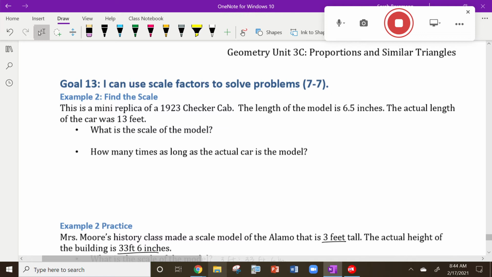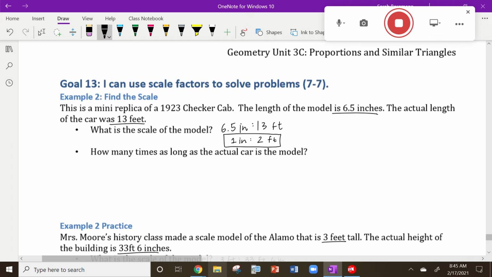First, we want to know what is the scale of the model. So I know that the model is 6.5 inches. The actual length of the car was 13 feet. So just like on the map, we're going to put 6.5 inches to 13 feet. That's similar to how the scale on the map was. However, if it's possible to reduce, we should probably reduce this. I know that 6.5 goes into 13 2 times. So I know this is 1 inch for every 2 feet. That's a simpler way to write this scale. So simplify that if you can.